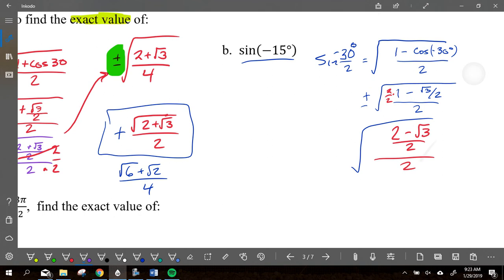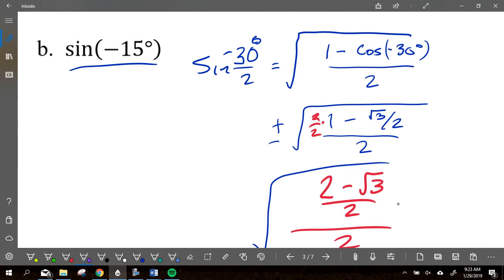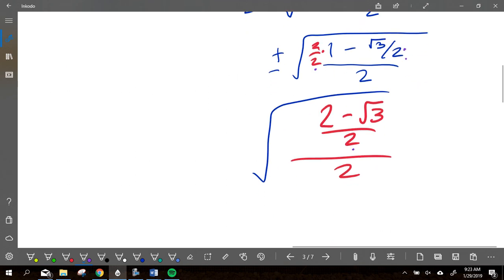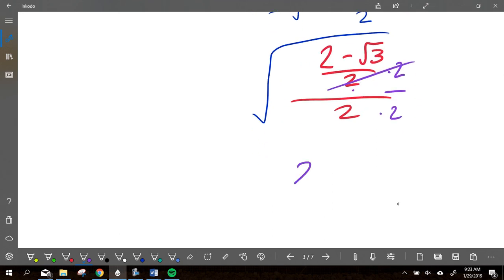I did cosine of negative 30 when I was doing negative 30 divided by 2. That's radical 3 over 2. It's minus. I multiplied that 1 by 2 over 2, so I could get common denominators. Now I have both the denominator of 2, so I wrote it together. To get rid of this 2 on bottom, I'm going to multiply this by 2 and that by 2. So I multiplied by 2 over 2. Those cancel. I get 2 minus radical 3 all over 4.